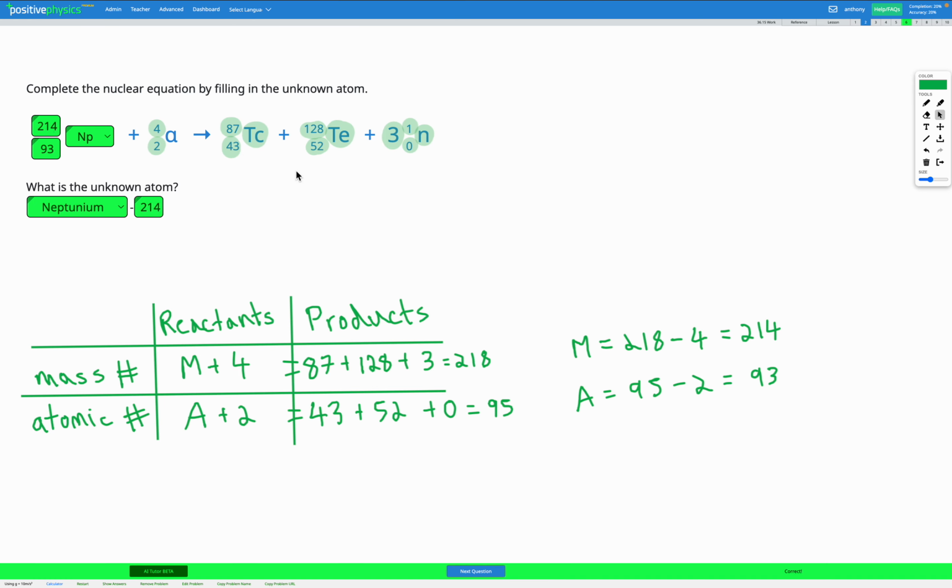So you can see in these questions, all we're doing is looking at the top row, which is the mass number, and making sure that the reactants and the products all have the same sum. And we're doing the same for the atomic number, which is the bottom row.